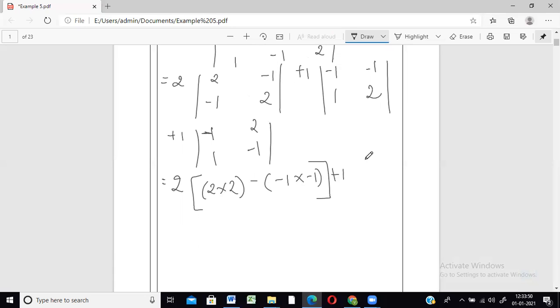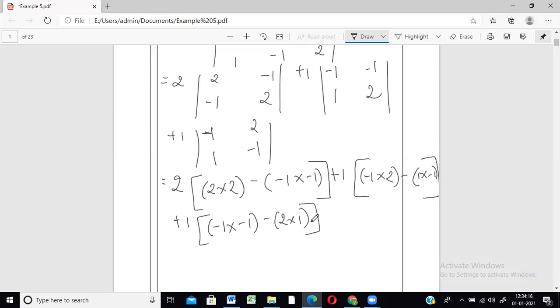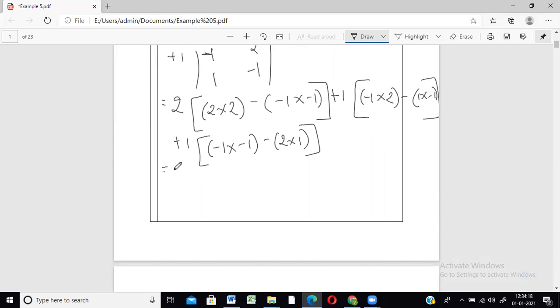Next one ke liye plus 1, open the bigger brackets I'm using so that there will be no confusion later on. -1 into 2 minus of 1 into -1, close the bracket. Okay, and then +1 into these two things. All right. Okay, so now opening the brackets and then solving.